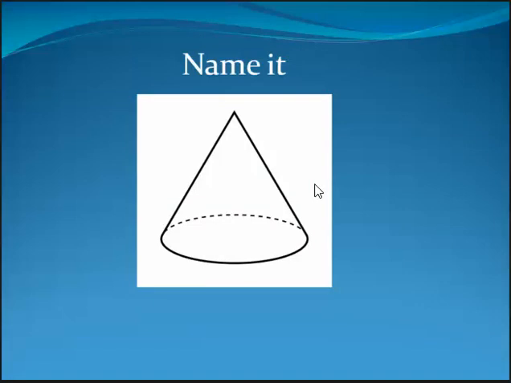And our third non-polyhedron, again, we do have one flat surface, the base, which is a circle, but the rest of it is curved or round. It's not a cylinder because there's only one base. What would we call it? In the summer, you like to eat snow and ice cream cones. So it is a cone.